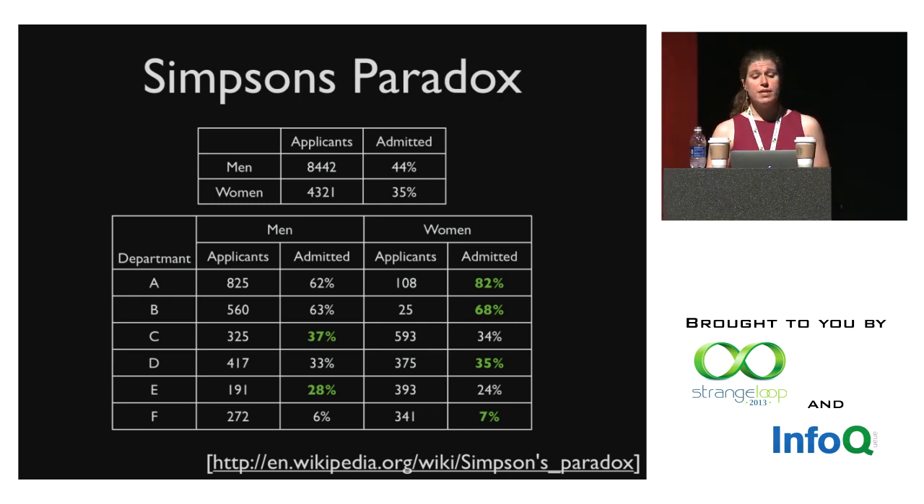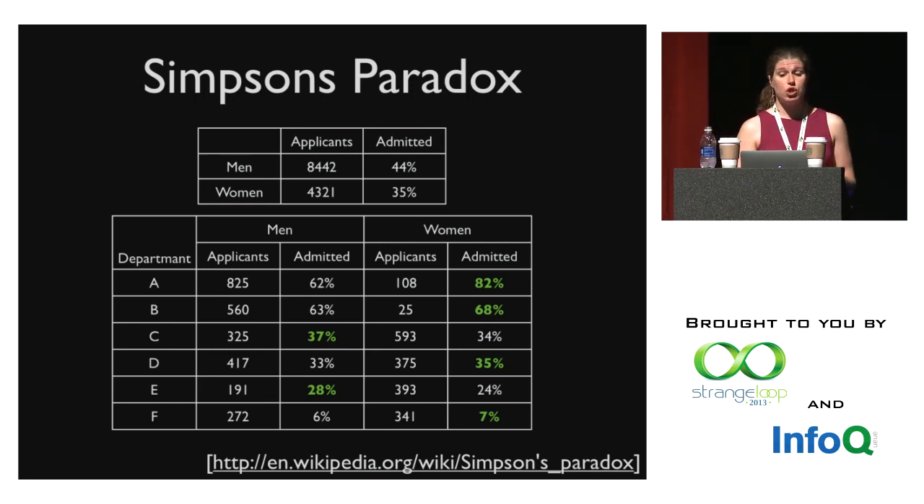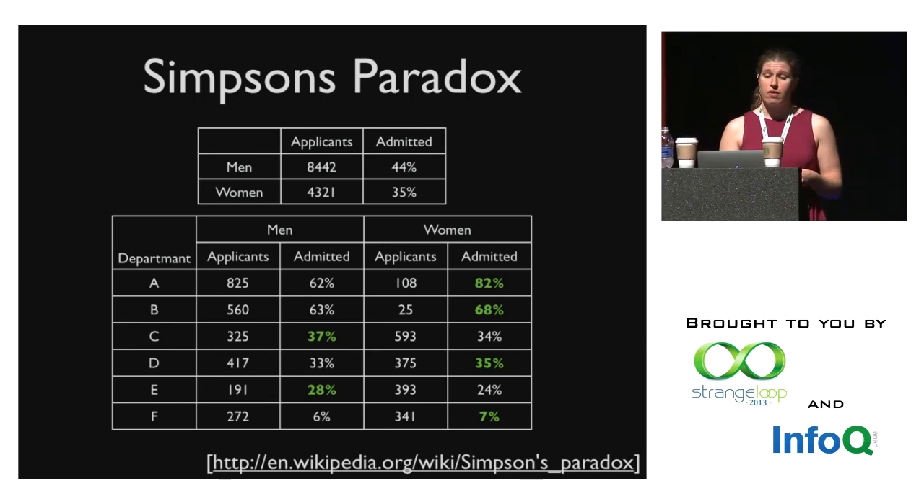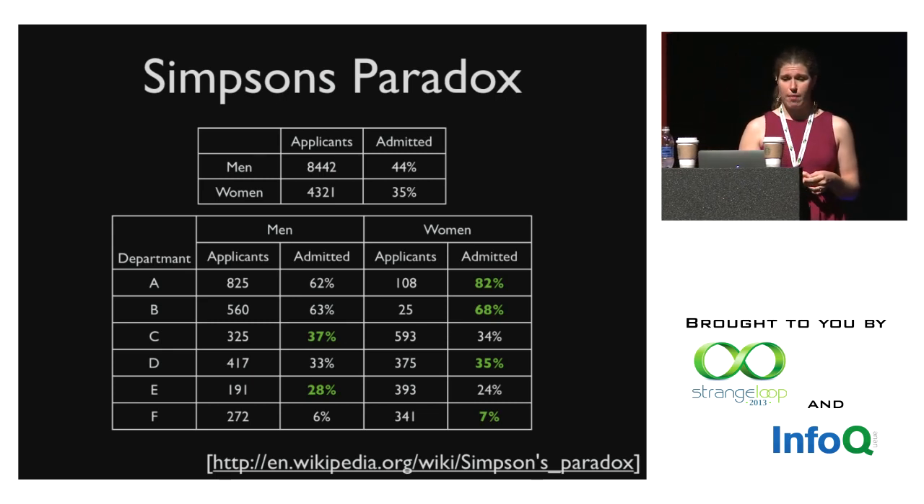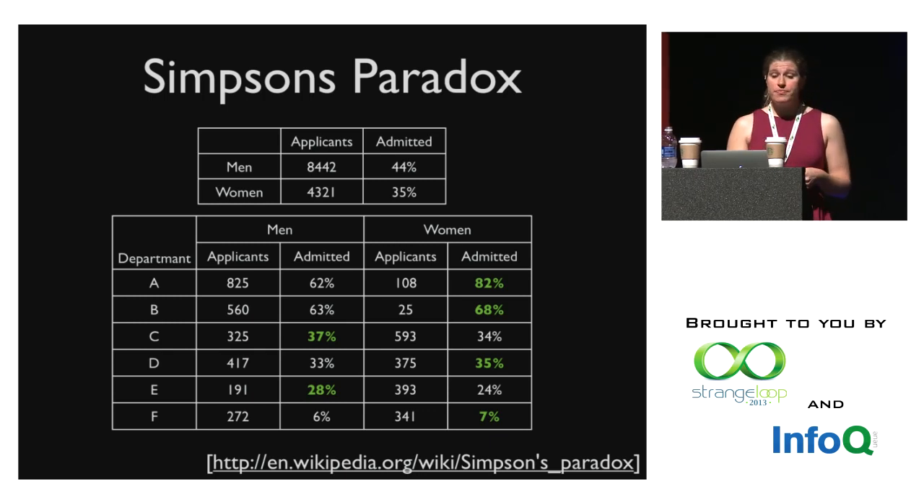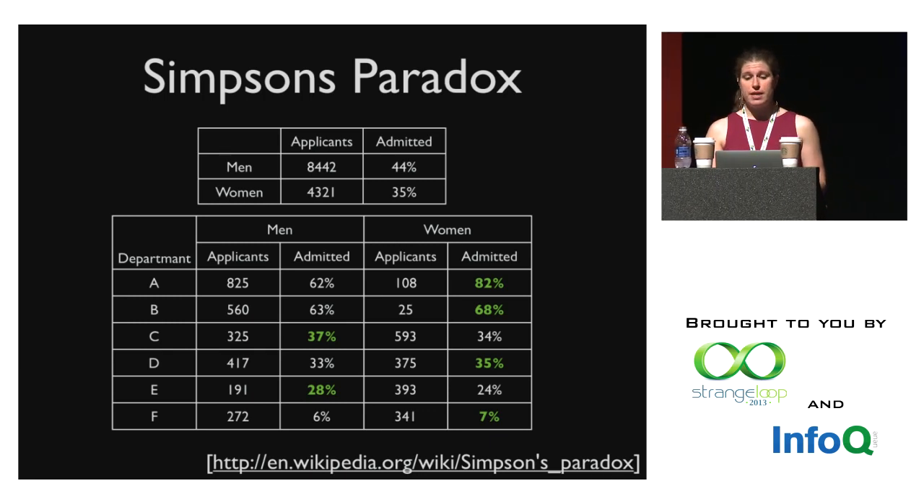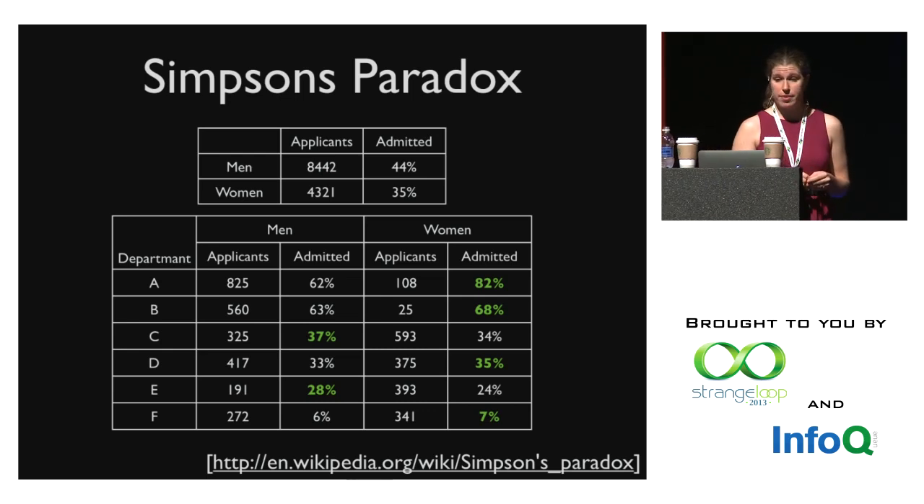What happened was that women tended to apply to competitive departments with low rates of admission, even among qualified applicants, whereas men tended to apply to less competitive departments with high rates of admission among qualified applicants. And so, in summary, it looked like the women were being discriminated against. But in reality, the different departments did not have the same acceptance rates, and women tended to apply to the departments that accepted fewer applicants.